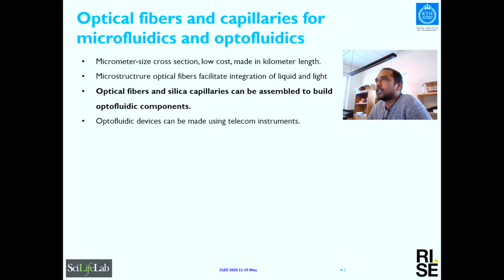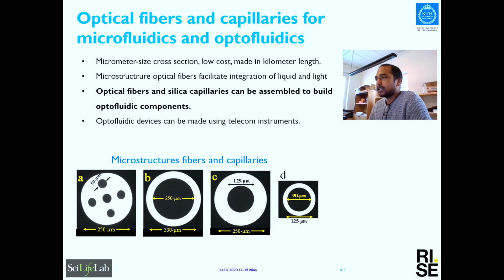In this work, we are trying to make a fiber-based cytometer with silica capillaries and optical fibers. There are several advantages of using fibers and capillaries for building a cytometer. The fibers already have a micrometer-sized cross-section. They are low cost and they can be made in kilometers. Microstructured optical fibers facilitate integration of light and liquid. Optical fibers and silica capillaries can be assembled to build optofluidic components, and these can be made using telecom instruments.